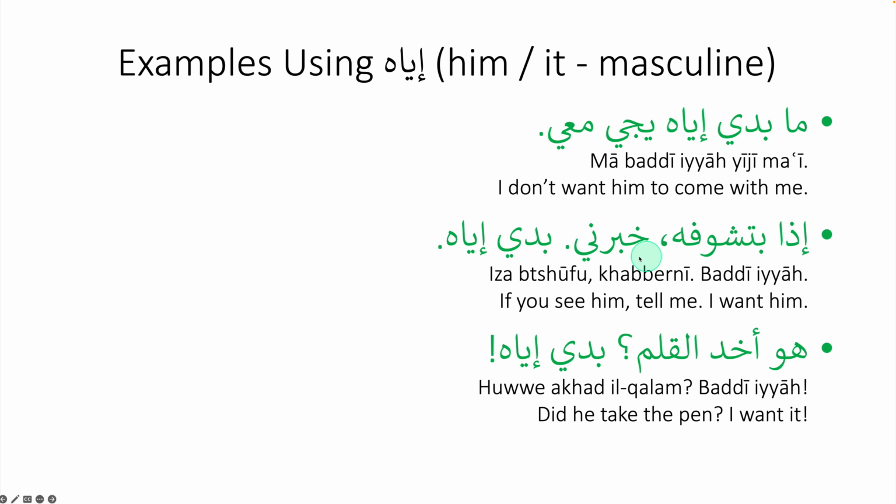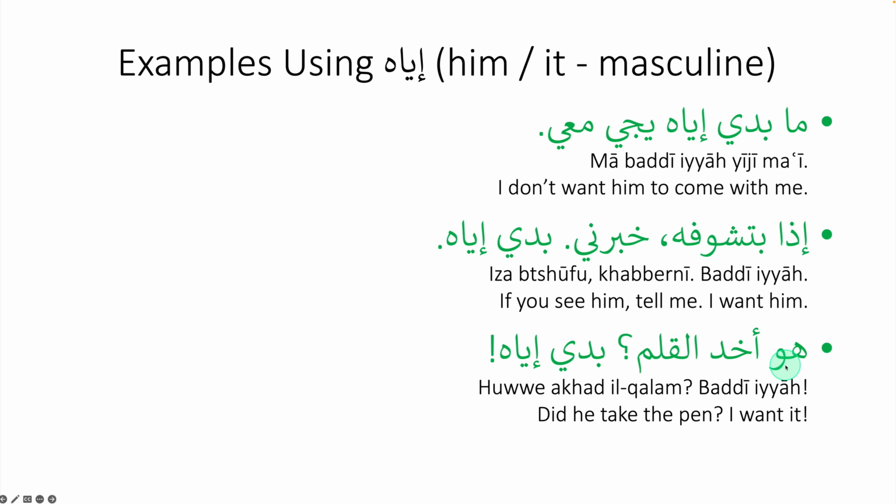إذا بتشوفه خبرني, بدي إياه. إذا بتشوفه, if you see him, خبرني, tell me, let me know. بدي إياه, I want him. So instead of إياه there, you could say بدي أحكي معه, I want to talk to him, for example, rather than I want him. So there it is used to put more emphasis. And again, the sentence is a lot shorter if that is something you would be after.